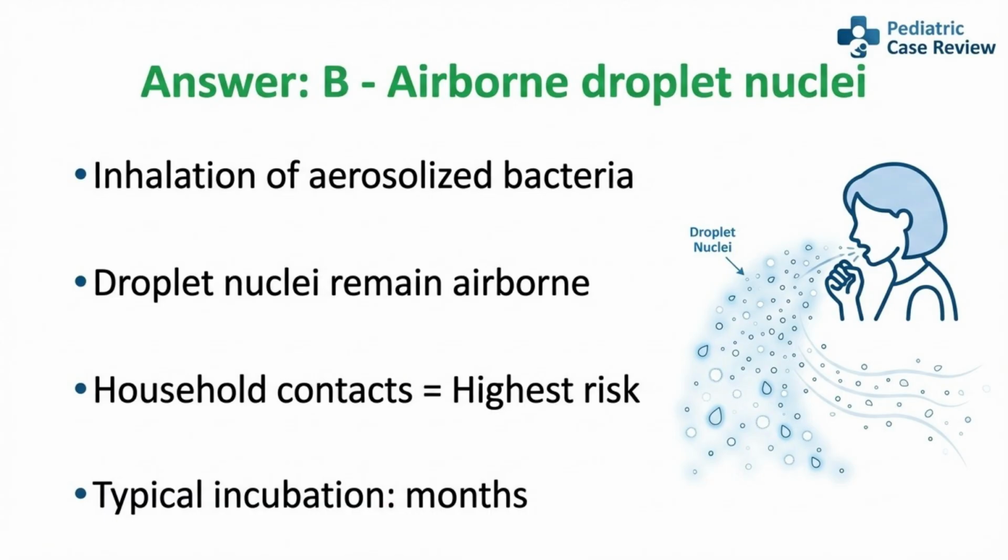Mycobacterium tuberculosis is transmitted through inhalation of airborne droplet nuclei that are expelled when an infectious person coughs, sneezes, or speaks. These tiny particles can remain suspended in air for extended periods and reach the alveoli when inhaled. Children typically acquire tuberculosis from prolonged close contact with infectious household members, explaining why family contacts represent the highest risk group. The 6-month incubation period before symptoms develop is typical for primary tuberculosis infection in children.